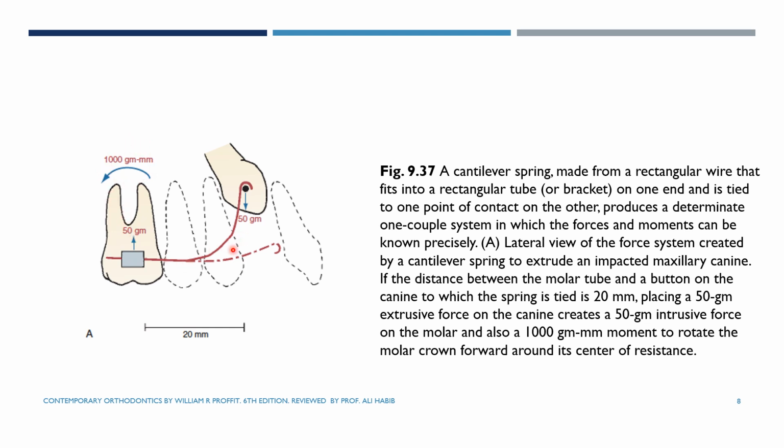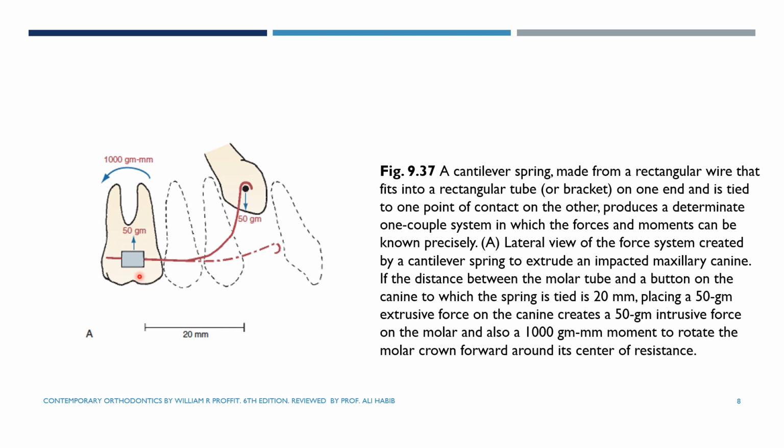Again, the same thing happens here. If you look at the transverse view, because you are applying the force on the buccal of the center of resistance, which comes in the center of the pulp, if you look at the tooth from the frontal view, this will create another moment that will tend to displace the molar buccally. How much is it? It's 4 millimeter, the distance from the molar tube to the center of resistance, 4 times 50 gram, to create a 200 gram millimeter moment.